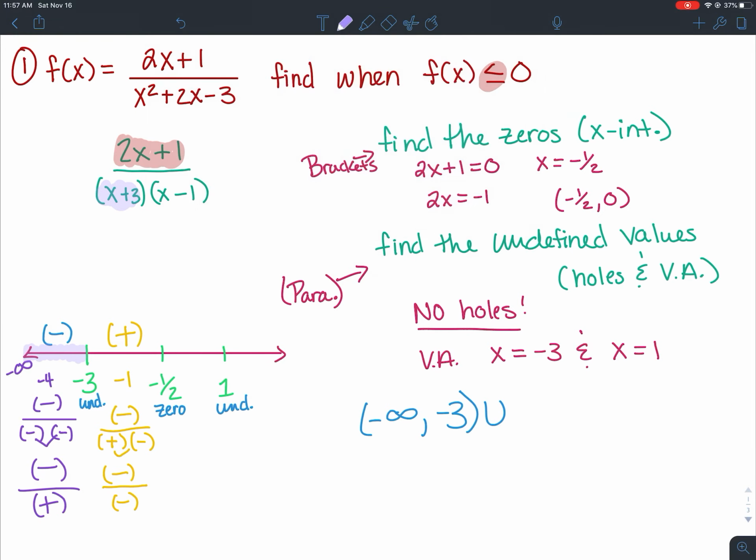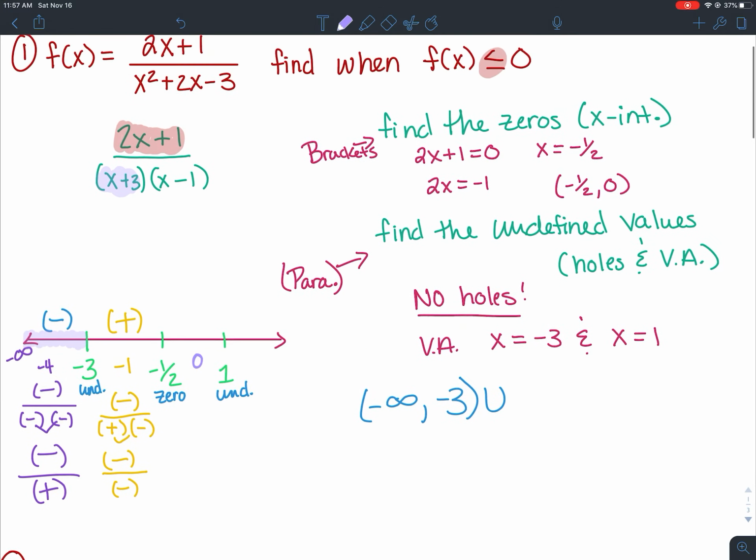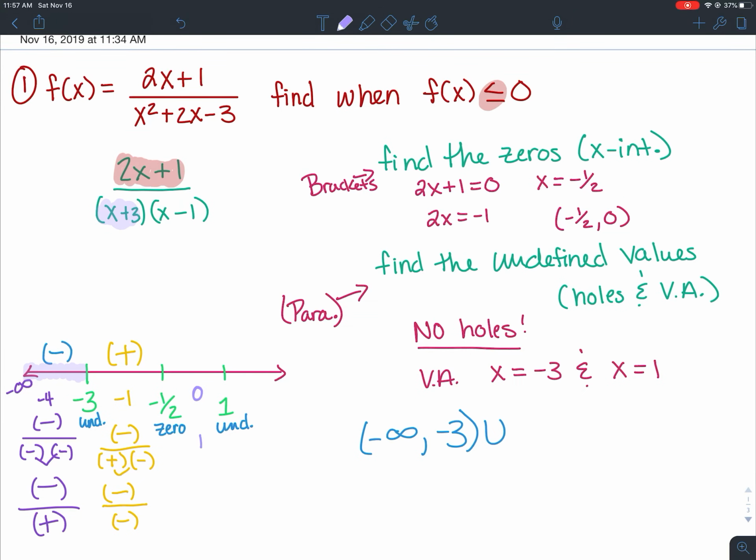This one has the good number to plug in, 0. 0 is nice because it takes away your x. So on the top, I get positive 1. On the bottom, I get positive 3 and negative 1. So a positive divided by a negative creates a negative. So I am going to use that section. There's another one, so I'm going to union this guy.